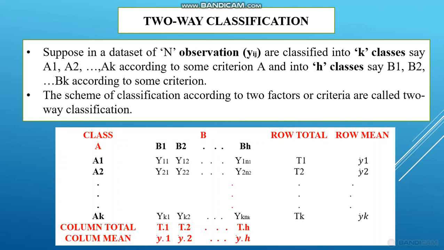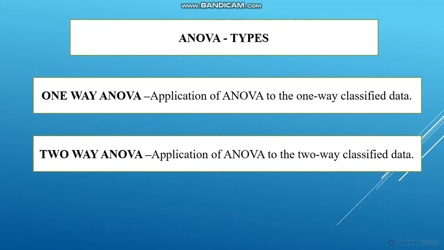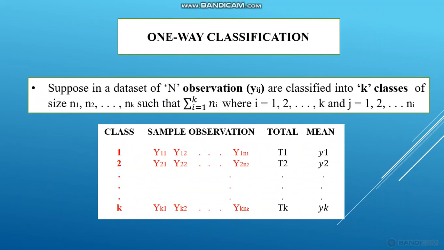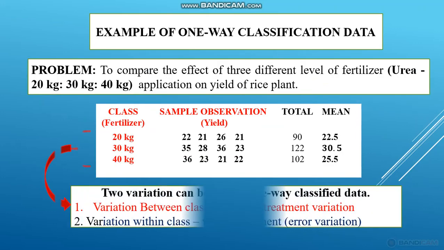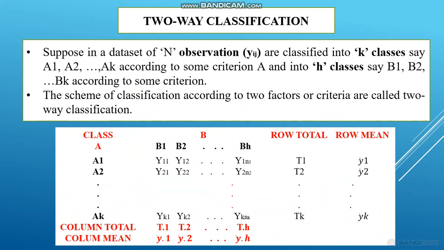But in the one-way classification we are having only the row total, not column total, because we are classifying based on only rows, that is based on only a single factor. But in two-way classification we are classifying based on two factors. The first factor will be the row factor, the second factor will be the column factor. So this is an example of two-way classification data.